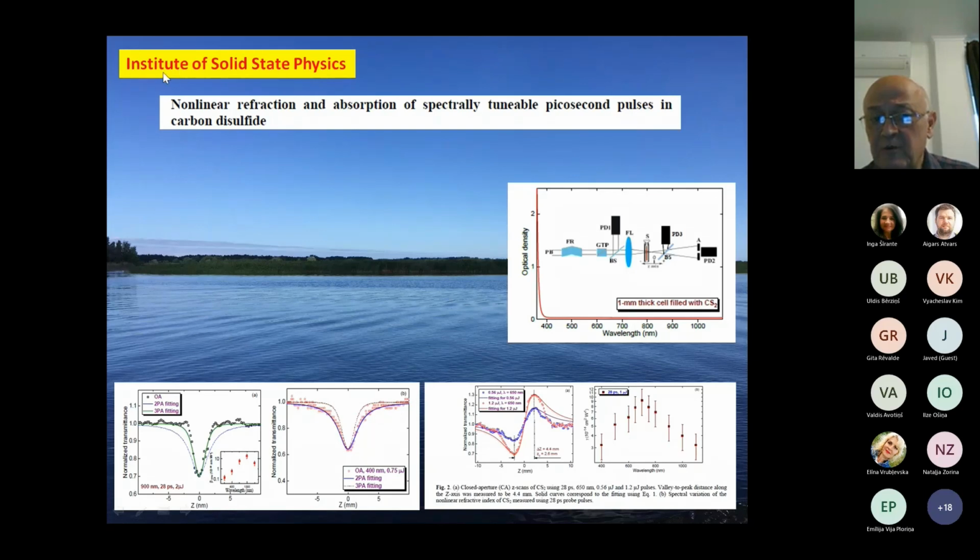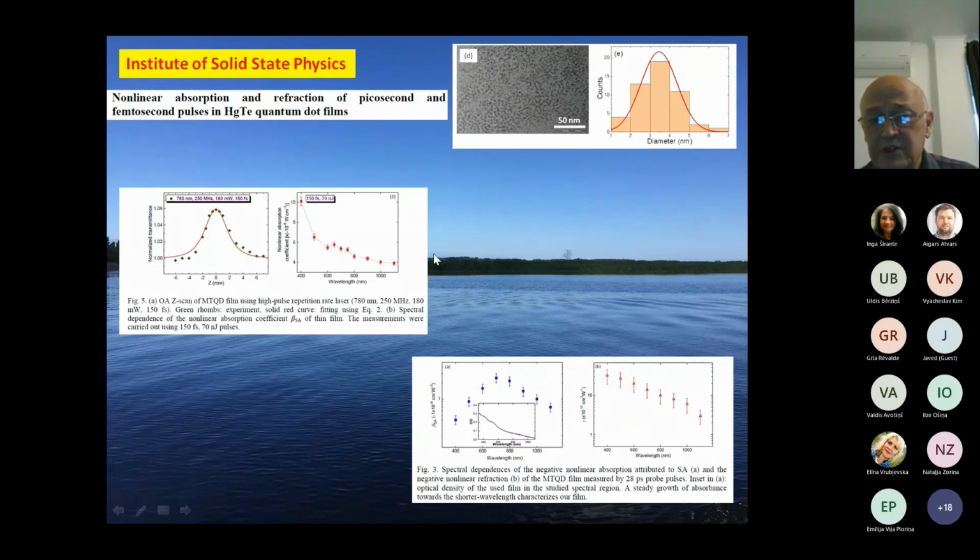Another thing we are doing with the Institute of Solid State Physics is the analysis of the properties of some molecular liquids, particularly carbon disulfide. For example, yesterday Optical Materials published our first paper on this matter. It is a joint paper with the Institute of Solid State Physics. With them, we are also analyzing the mercury telluride quantum dot films and their properties using tunable sources of radiation.